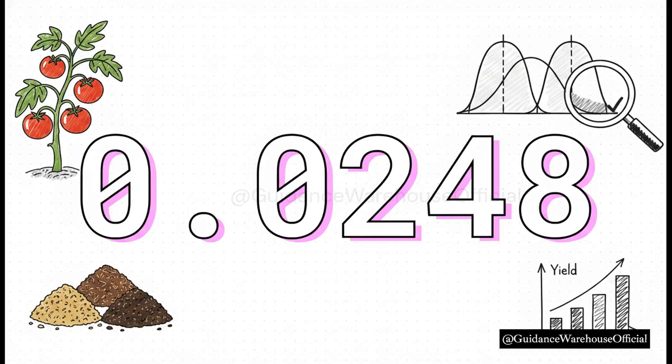So what does that actually mean for you, the gardener? It means the mulches definitely made a difference. It wasn't just a fluke. At least one of those mulches fundamentally changed the tomato yield.